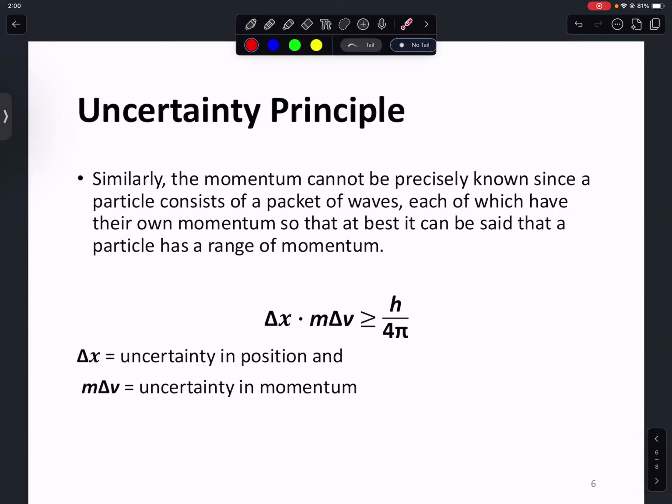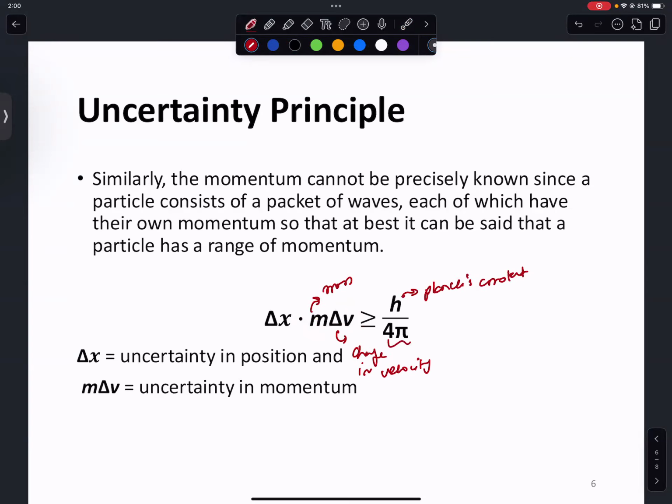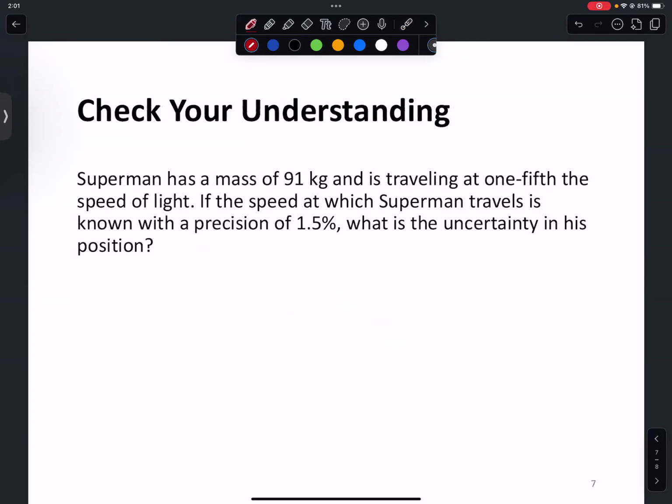And in that sense, Heisenberg proposed this particular equation right here for his proposal, and said that delta x, which is the uncertainty in position, times the uncertainty in momentum, which is here the mass times the change in velocity, is greater than or equal to Planck's constant divided by 4 times pi.